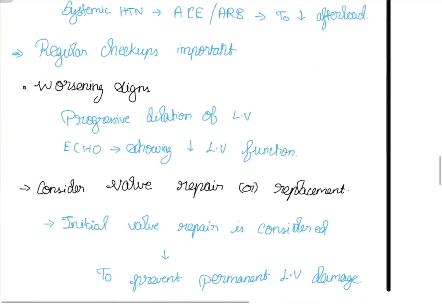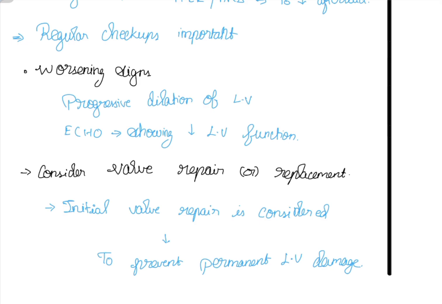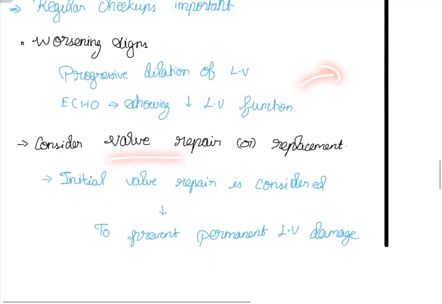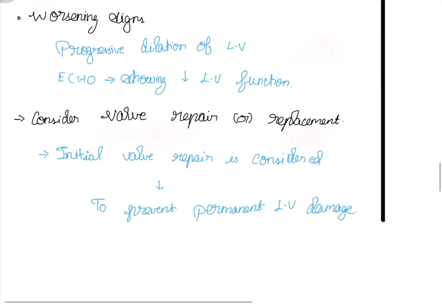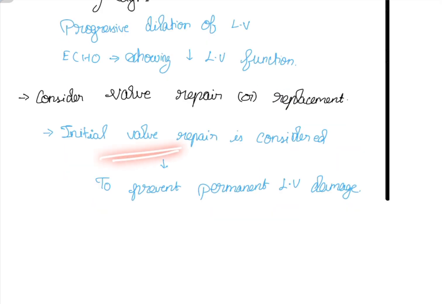What are the worsening signs? If there is progressive dilation of the left ventricle and the echo shows decreased left ventricular function, then we should consider other treatment plans like valve repair or replacement. Nowadays, early valve repair is considered an important treatment plan. If we do early valve repair, then we can prevent permanent damage to the left ventricle.